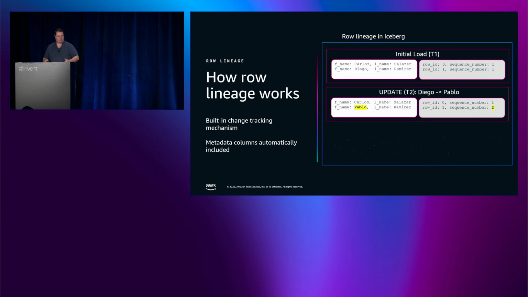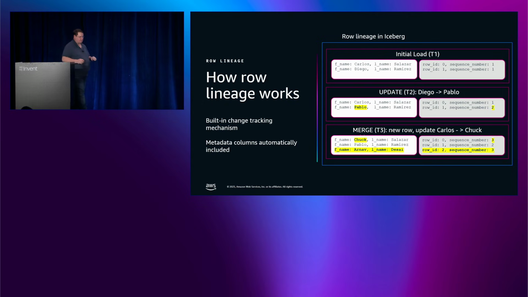And then for the third transaction here, we'll ratchet up the complexity a tiny bit. You'll get a merge statement that does a new row, and then it updates Carlos to Chuck. So here you see the new record added, new row ID is generated, and then the sequence numbers. Both of those come in as sequence number 3.